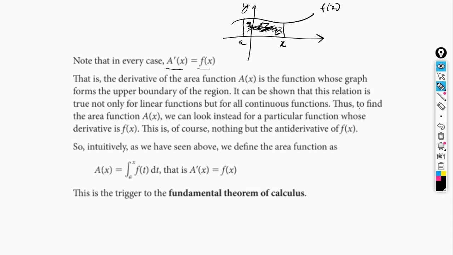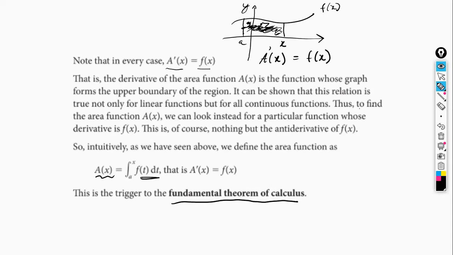So if this area here is A of x, then if we do the derivative of that, we're going to find the upper boundary of the region, which is the graph of f of x. And intuitively, what this does is give us the fundamental theorem of calculus, which says that if the area under a curve is equal to the integral of f of t dt.